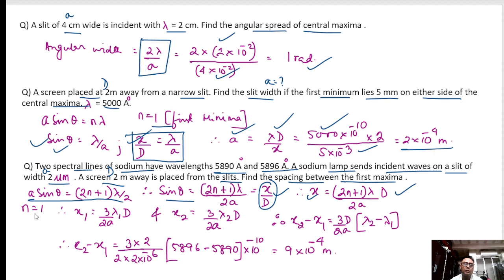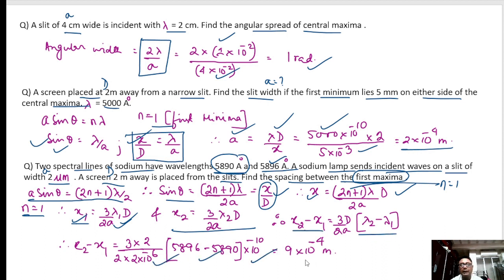From here we know that n equal to 1, because they are telling to find the spacing between the first maxima. Using this wavelength, we will get the distance of the first maxima, and using this other wavelength, we will get the distance of its first maxima. Now we have to find the difference between the two distances. Putting the values and calculating, we get this. That means using this light, we get the first maxima at this much distance from the center, and using this light, at this much distance. So now they are asking the difference between the two distances.